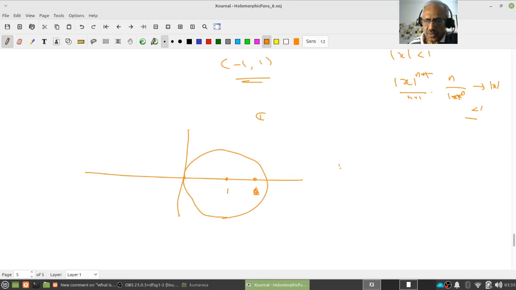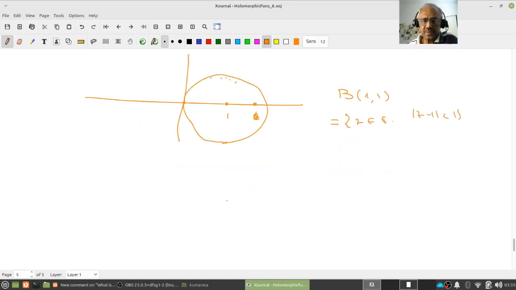So let us look at the open ball B(1,1), the set of all complex numbers z so that mod z minus 1 is less than 1. So the boundary is of course not included, right? So now this is a set.